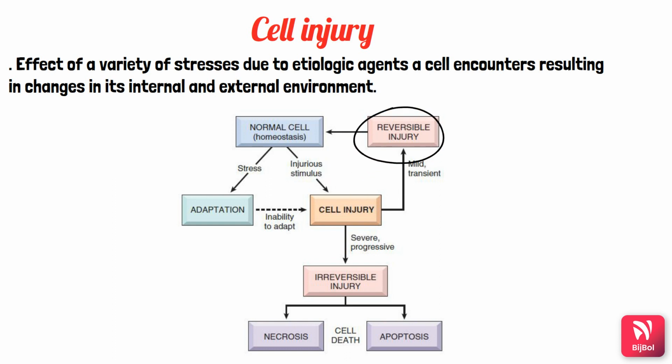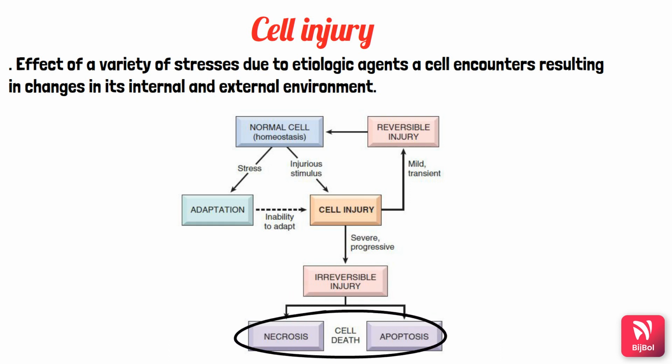But if that stimulus, that etiological agent or the stress, is very severe and progressive, that means the intensity of the etiological agent is very high, then it will result in an irreversible injury. This irreversible injury is nothing but cell death, in the form of either necrosis or apoptosis. In this present topic, we will be talking about cellular adaptations as well as reversible cell injury.